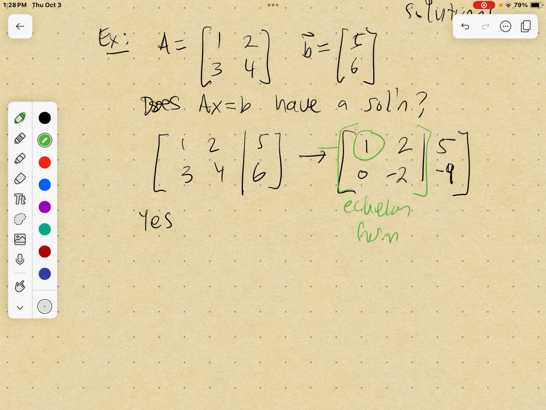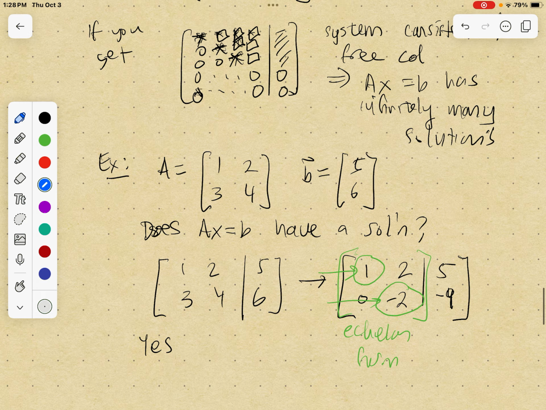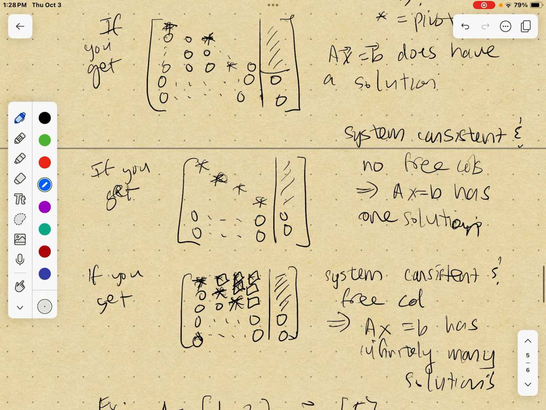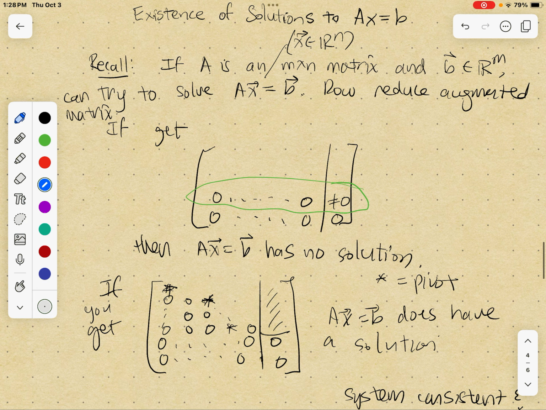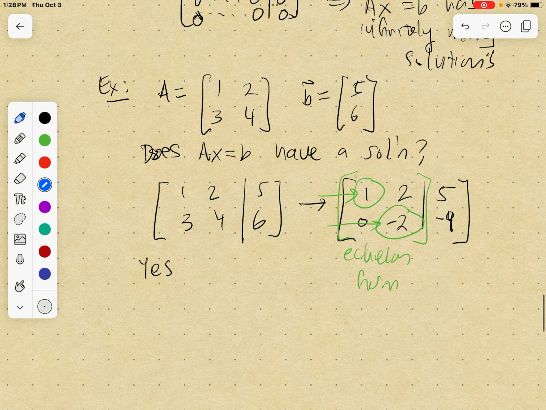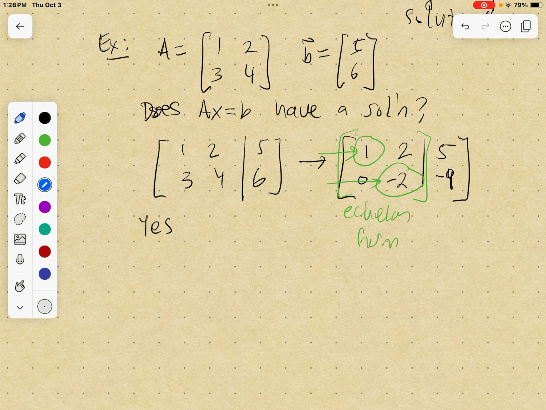And when I look at the first non-zero number, those are my pivots. I don't have a row of zeros and then a non-zero number in the constant part, so to speak, right? I don't have anything like this. So this does have a solution, and there's exactly one solution.